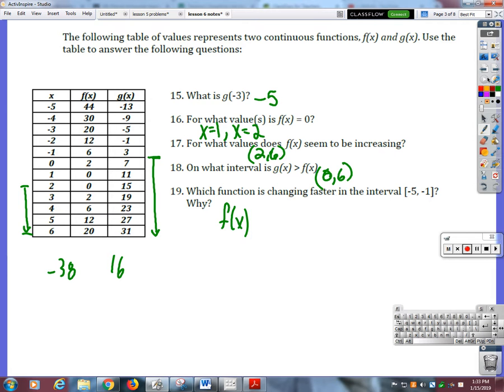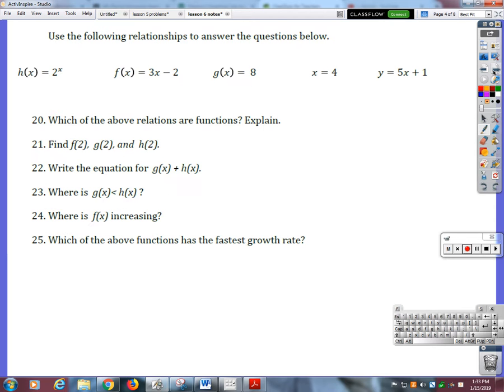Nope, that's something different. Hello, turn the page.